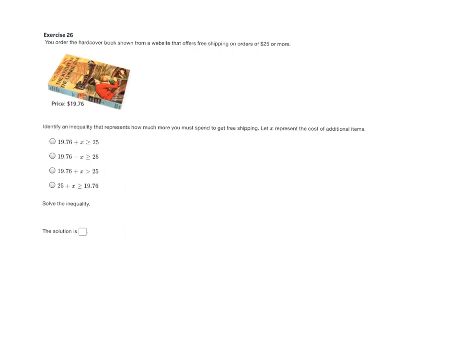So you're spending $19.76 plus some amount. We don't know what that amount is, but that amount has to be greater than or equal to 25. And the reason why it can be equal to is that it says on orders of $25 or more. So that's greater than or equal to. So our answer is $19.76 plus X is greater than or equal to 25. So that's the first one.